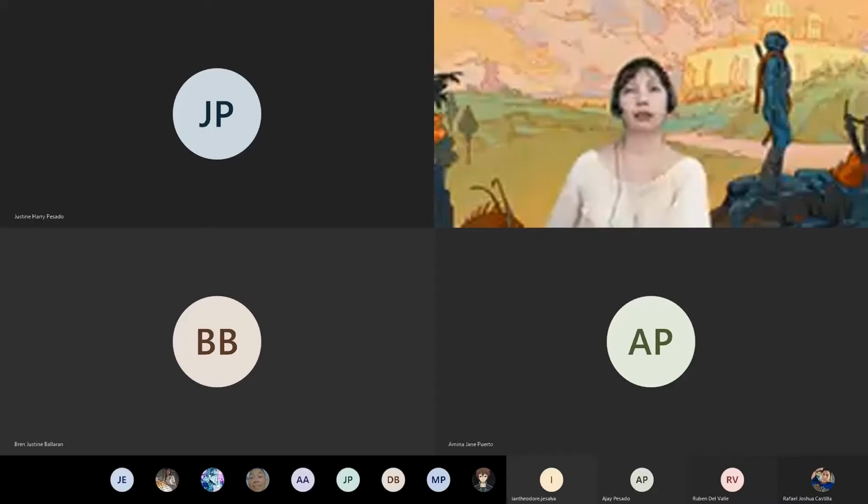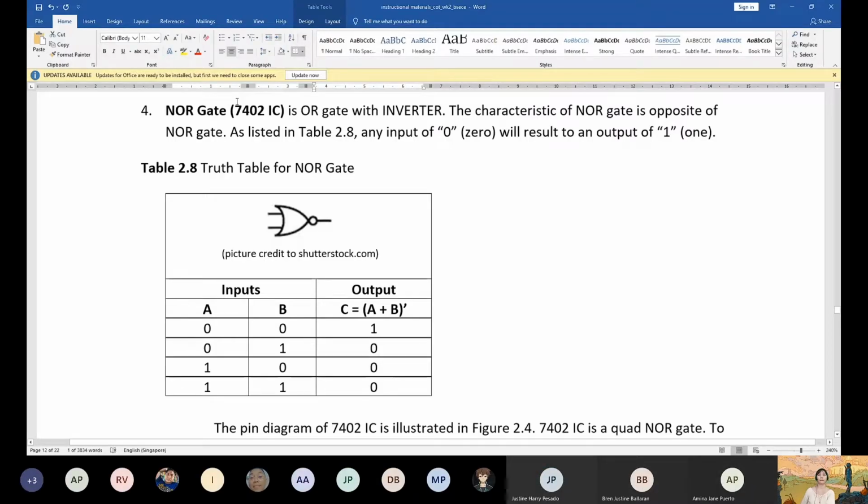Okay, so for the NOR gate, this is 7402, so it is an OR gate with an inverter. As you can see in the diagram, it's actually an OR gate plus a bubble. Okay, so when we say bubble, it means inversion. Since this is a NOR gate, any input of 1 would have an output of 0.